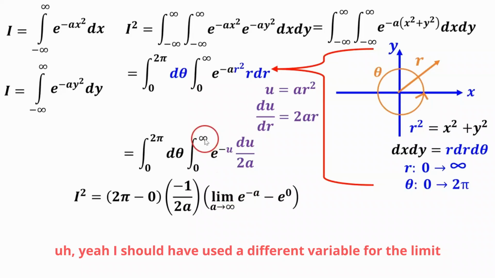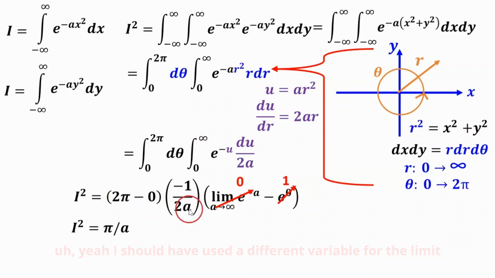We have to write the infinity as a limit because infinity is not a number, so we'll just say another variable goes to infinity, and then e to the 0, which is the other limit right here. This limit term becomes 0, and the right-hand term becomes 1. So if we simplify everything, if we cancel the 2's and all that, we get pi over a. These two negative signs cancel right here.